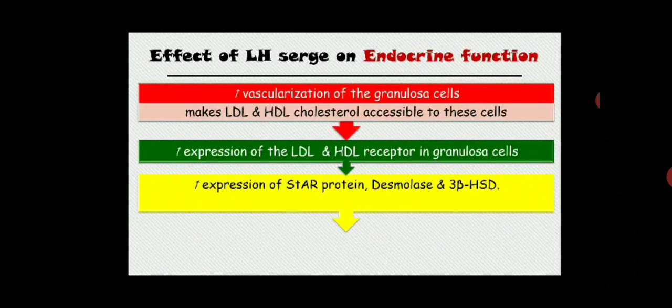What is this step? Cholesterol is actually a 27 carbon atom molecule. It is converted into a 21 carbon atom molecule by the enzyme desmolase. What does desmolase do? Desmolase is actually 20,22 lyase. It breaks the chain between the 20 and 22 carbon of cholesterol. Now the cholesterol is converted into pregnenolone, right? Now what is the function of 3-beta hydroxysteroid dehydrogenase? It does dehydrogenation at the third carbon atom. By doing dehydrogenation at the third carbon atom, it converts pregnenolone into progesterone.